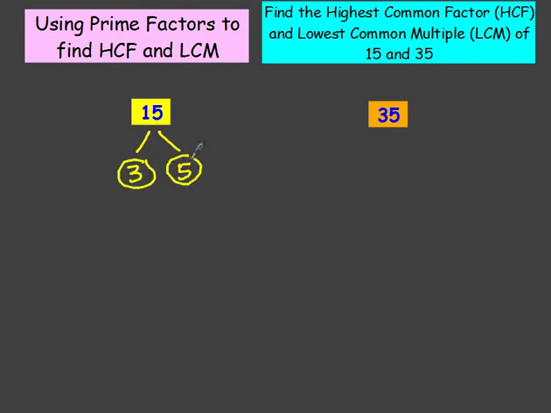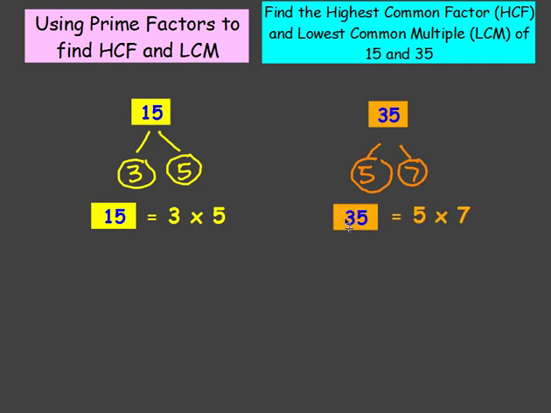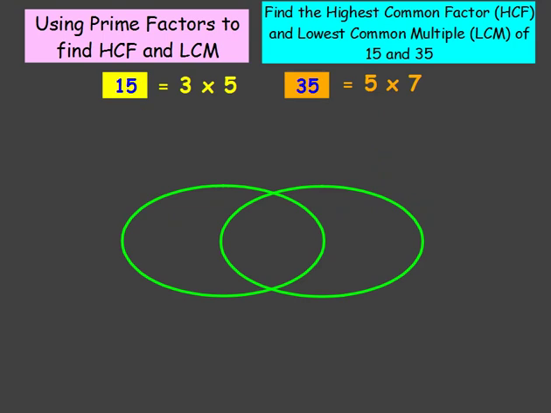Both numbers are prime numbers, so we're going to circle them, and that's 15 written as a product of its prime factors: 15 is equal to 3 times 5. Do exactly the same thing with 35, that's 5 times 7. Circle them both because they're prime numbers. So we now know that 35, written as a product of its prime factors, is 5 times 7. So we know that 15 is equal to 3 times 5 and 35 is equal to 5 times 7.